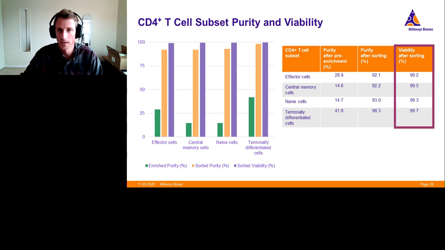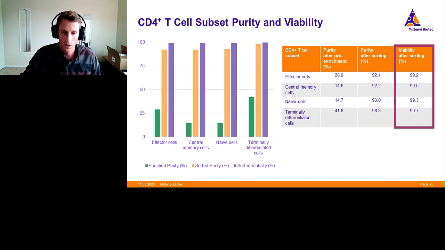The first question I always get in response to this is, what about the viability of going through the chip multiple times? Viability after sorting is in the 99% on all of these. And this is something I've seen across a lot of different materials. So I'm of the impression that sorting through this device, it's often more damaging for the cells to just be in single cell suspension at all versus going through the chip itself. So most of the time viability issues are due to the sample preparation side and not due to the actual sorting. And I think this is a pretty good indication of that.